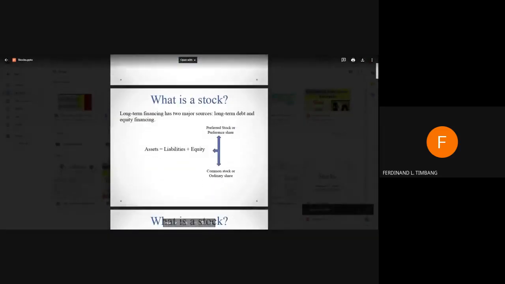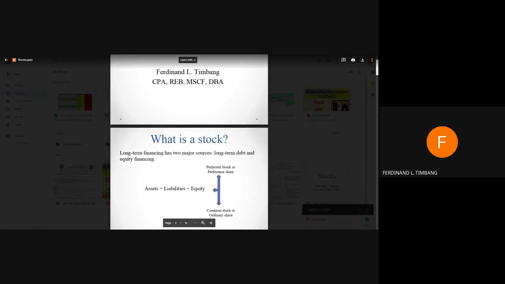Yun lang, pagka lumalabas ka, talagang mag-out ka muna bago mag-ano, no? Wala na naman yung aking pinipresent. Saan siya? Sandali, ayaw lumabas ang aking pinipresent.